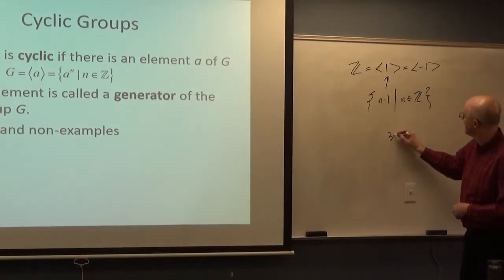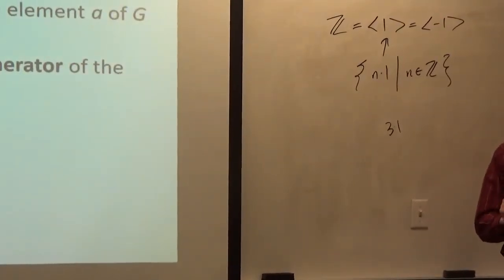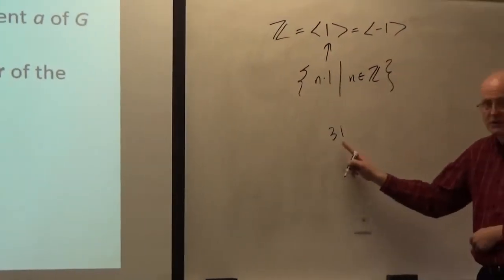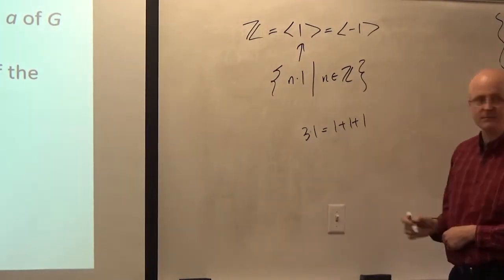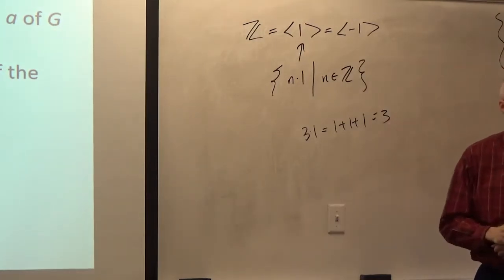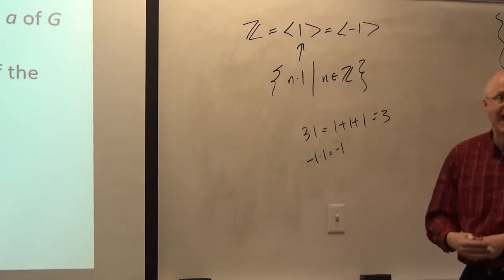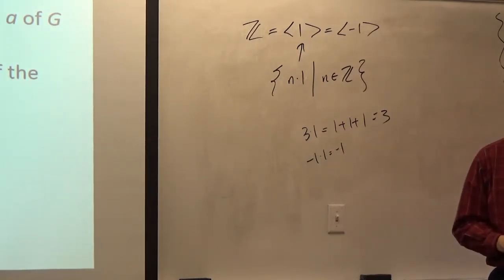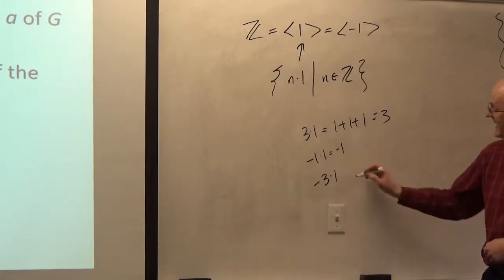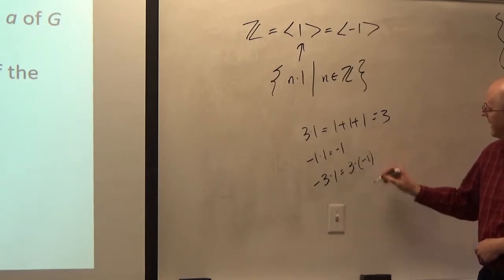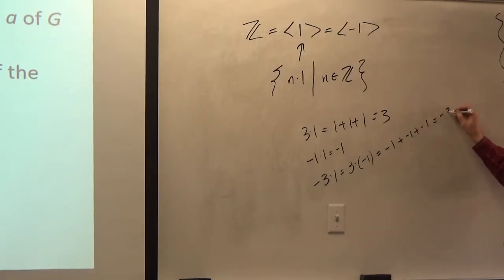For example, when I write 3 times 1, I'm not saying the operation in Z is multiplication. Careful. I'm not saying the operation in Z is multiplication, even though I do know how to multiply these things to get 3. I'm saying 3 times 1 means 1 added to itself 3 times to get 3. When I write -1 times 1, or just -1, I mean the additive inverse of 1. And when I write -3 times 1, what I really mean is add the additive inverse of 1 to itself 3 times: -1 plus -1 plus -1, which gives you the additive inverse of 3.